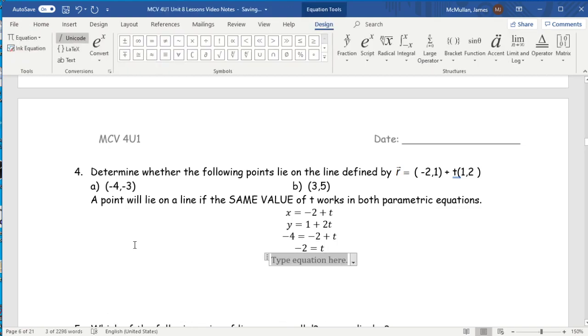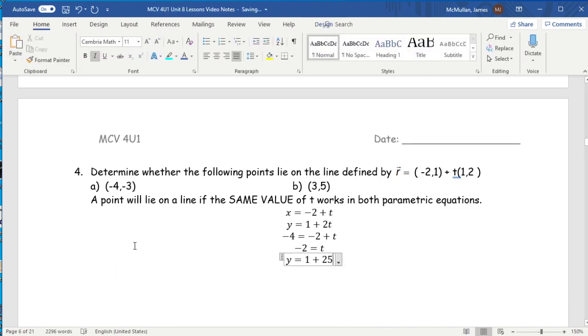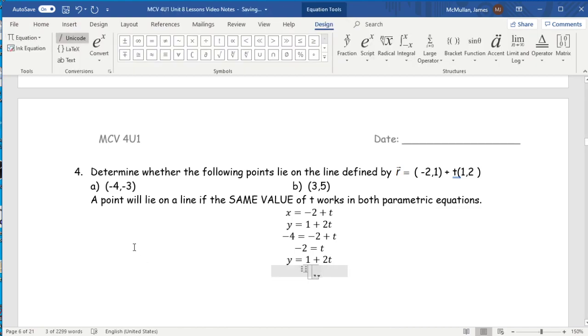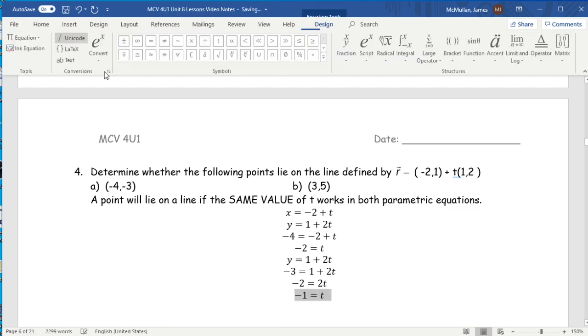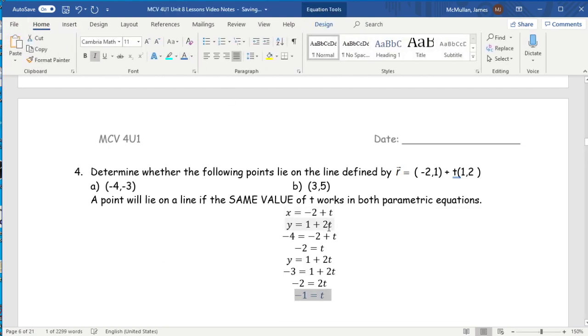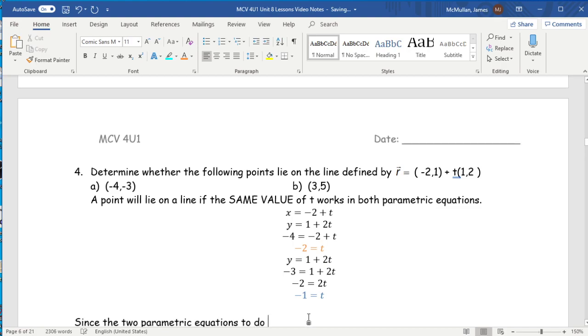Now, in the second parameter, y equals 1 plus 2t. Negative 3 is equal to 1 plus 2t. When we solve this one, we get negative 2 equals 2t, and we get negative 1 equals t. Now, since this equation says t has to be negative 1, this equation says t has to be negative 2. Since the two parametric equations do not agree, the point is not on the line.